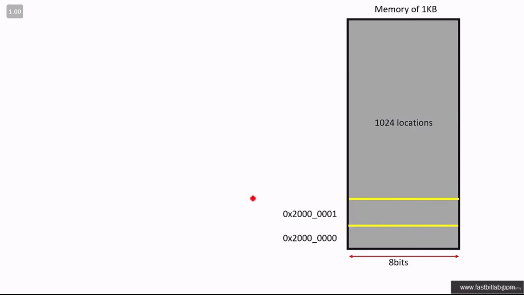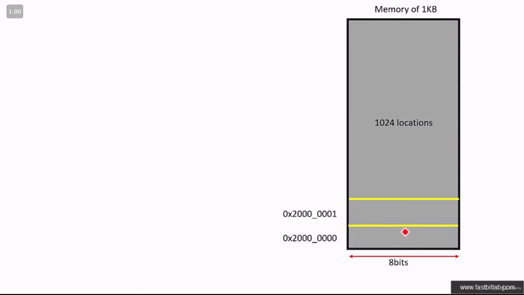Bit banding is a feature by which you can address a single bit of the memory location. This memory location has 8 bits, isn't it? By using the bit banding technique, you can address individual bits by using a unique address. That's what we call a bit addressable feature, or bit banding. That means a unique address will be given to each single bit of the memory location.